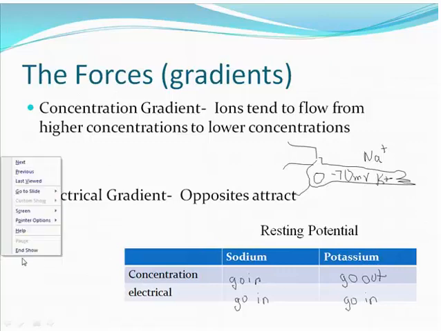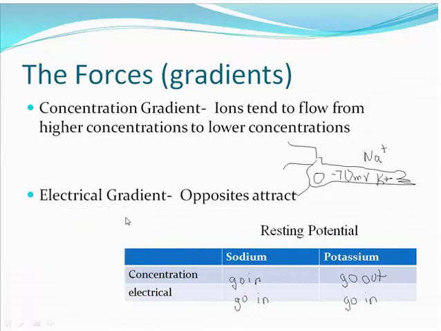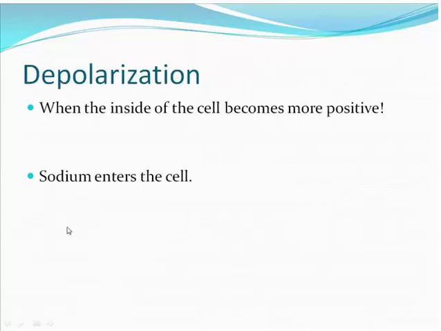Okay, so here we go. Let's go on to the next slide. What you've got is two forces pulling Na in, and then K is sometimes going out, sometimes staying in. It seems to be kind of wishy-washy. So what keeps it at negative 70? Let's see our friend. Oh, no, we're not getting to our friend yet. We're going to depolarization.